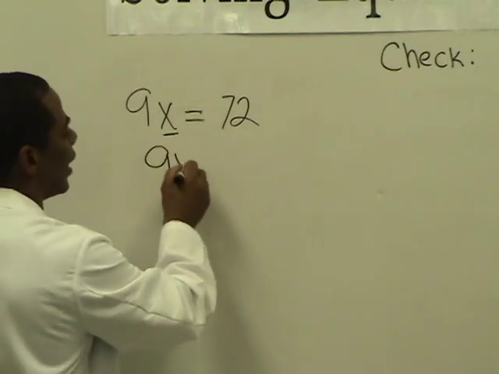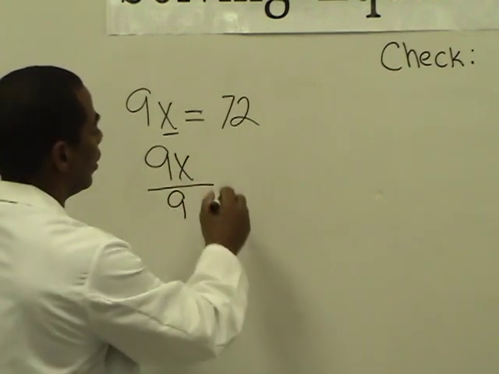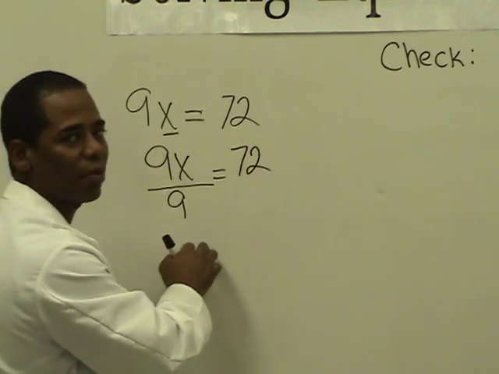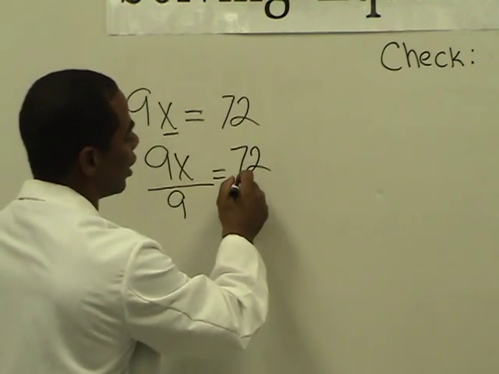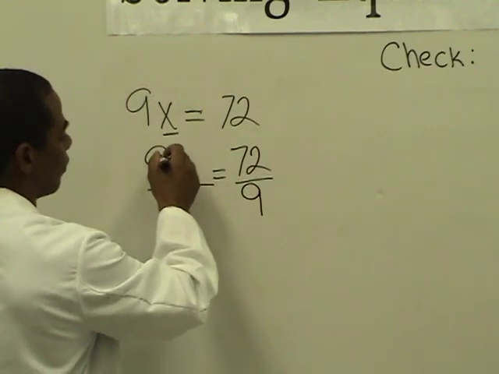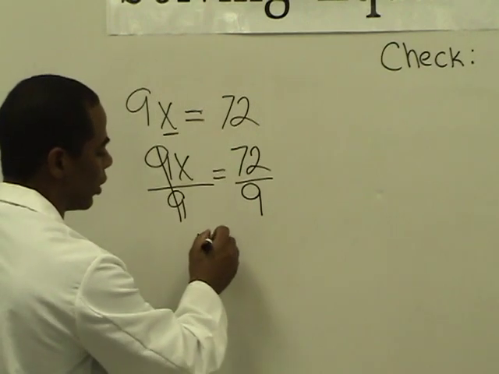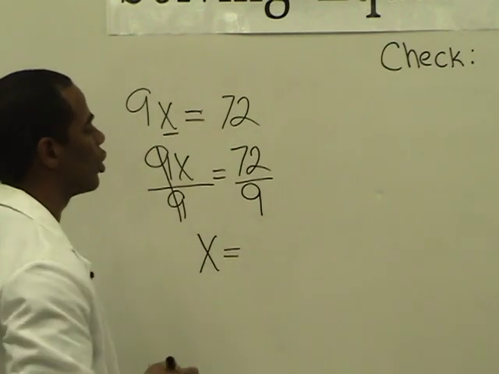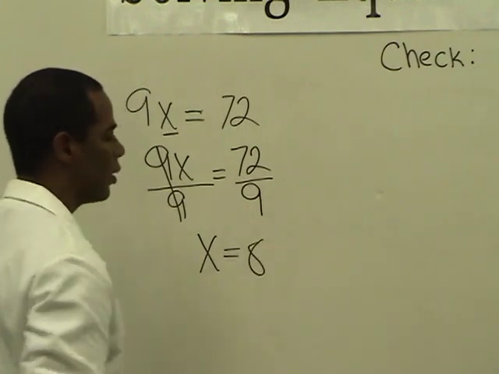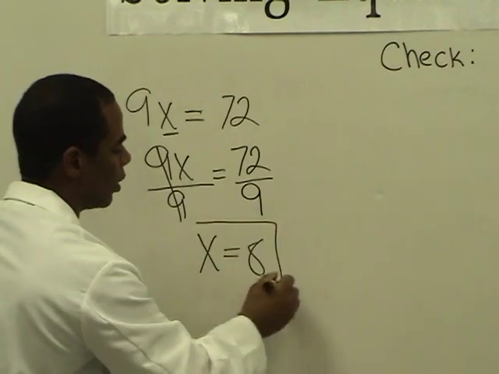So I'll have 9x divided by 9 is equal to, and I'll bring my 72 down, and I have to do the same thing to this side that I did to the left side, so I'm going to divide it by 9. Then 9 divided by 9 is going to leave me 1, so I got 1x, so we'll just put the x is equal to 72 divided by 9 is 8. So I have x is equal to 8.